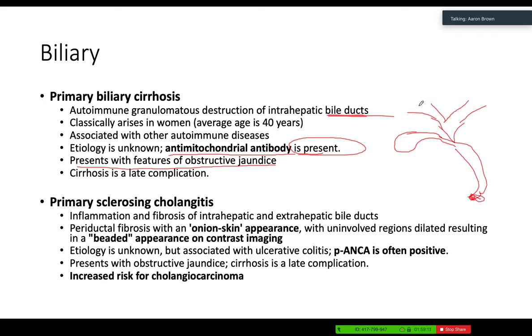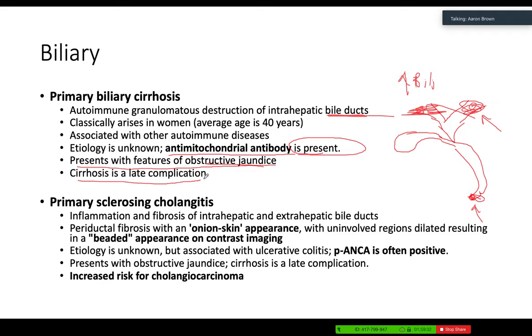Having a destruction of our bile ducts is essentially like having a complete obstruction at this point. So an obstruction down here, obstruction up here, they're both going to end up leading to elevated bilirubin in our bloodstream. So we can see that jaundice, and a late complication will be cirrhosis.